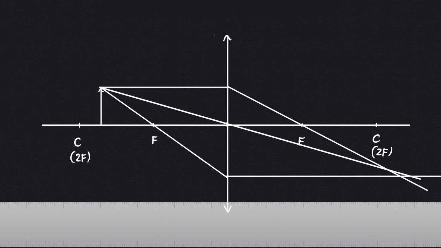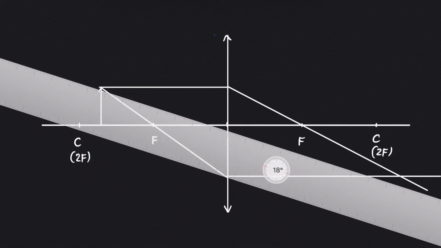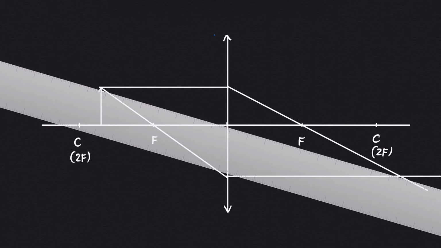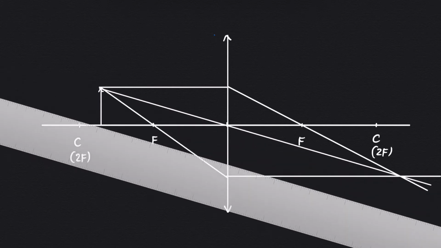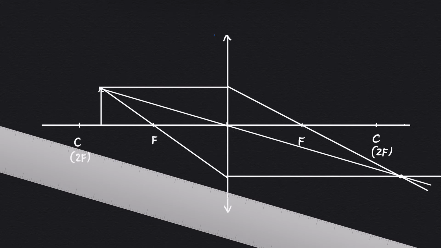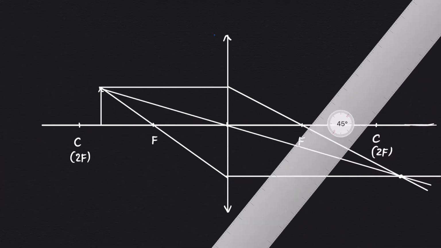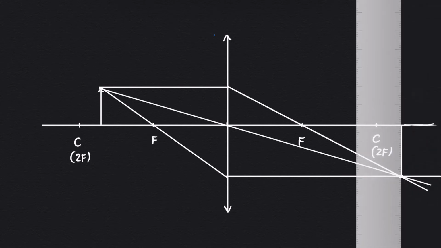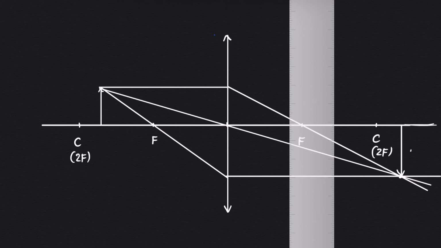So let me draw the original line, the central line again. So notice the intersection point. So draw a line at the intersection point. This line represents the image and this is the object, and this is the image.